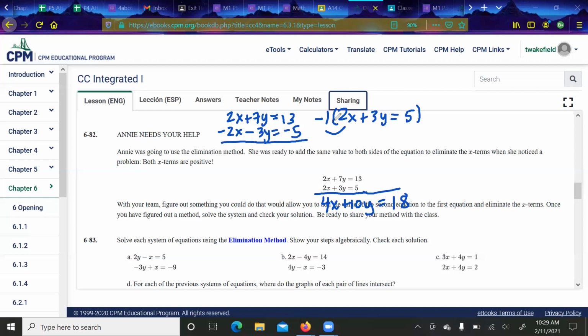Okay, so all we did is multiply the bottom equation by -1, which is super important. You're allowed to do that. You can multiply by any number you need to make these two be opposite of one another. Okay, so that is going to cause that to cancel out.